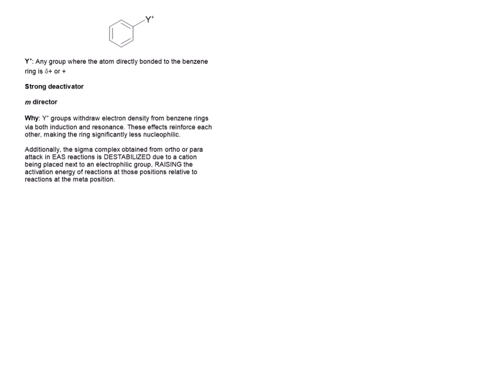A Y plus group is any group where the atom directly bonded to the benzene ring is partially positive or positively charged. The Y plus group is a strong deactivator, and it's the only group of the four that's a meta-director. Let's discuss why. Because of the partial positive or positive charge, the Y plus group will have a strong electron withdrawing effect on the electrons in the benzene ring via induction. In addition, if we actually have a positive charge on the Y plus group, then we will have resonance structures that pull electron density away from the ring, as shown here.